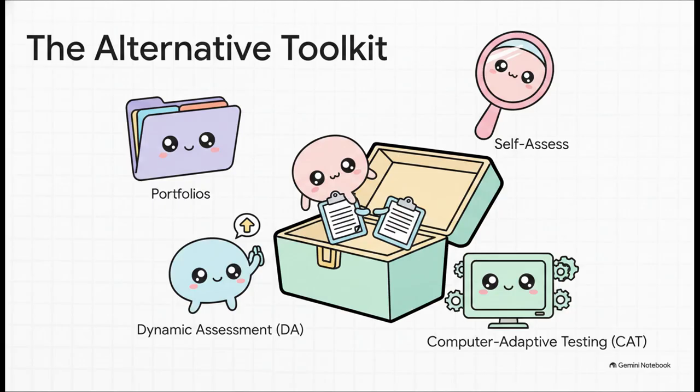Dynamic assessment is really fascinating because the test itself changes. The examiner actually provides hints during the test to measure how responsive a student is to help. And finally, computer adaptive testing uses algorithms to feed you harder or easier questions in real time based on your last click. It's incredibly efficient, but it does require massive, expensive item banks to function properly.